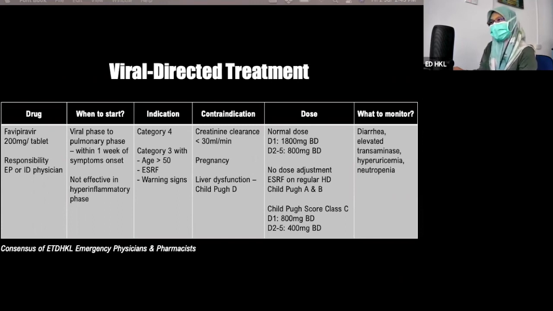Sebab kalau kita bagi dia lambat, it doesn't work, dalam primary phase ataupun systemic phase, jadi tak jalan lah. Sebab dia is viral directed therapy. Sebab nanti kita tengok graph viral load kat mana dia drop. Okay. So this is a consensus of our department and also our department pharmacist.